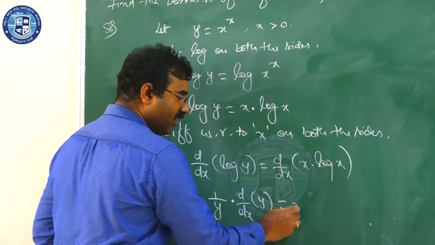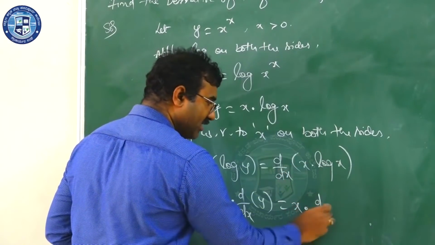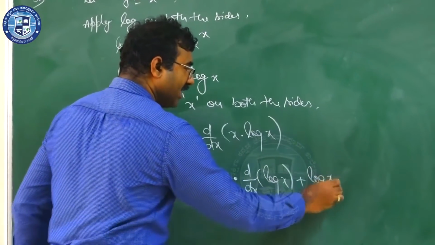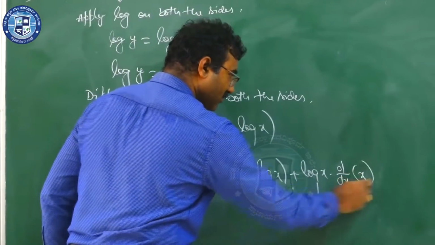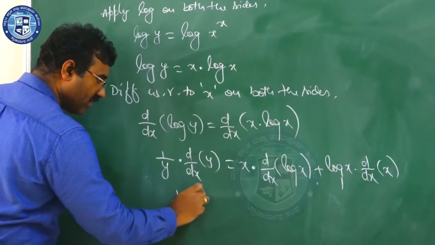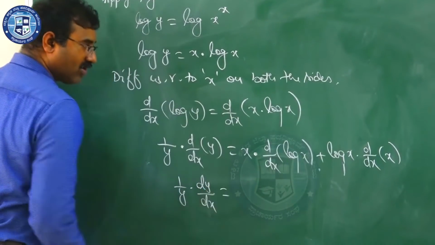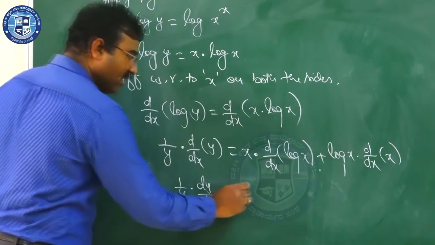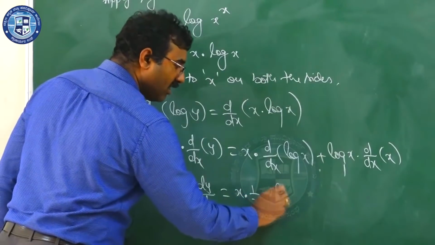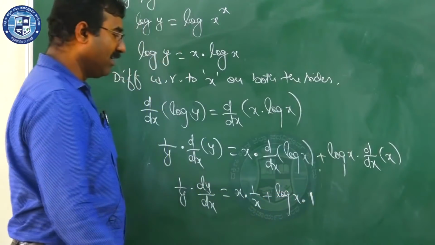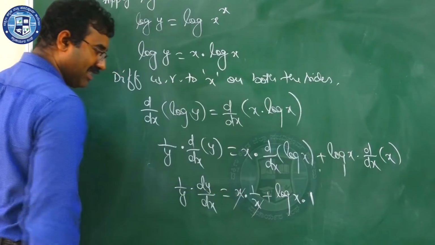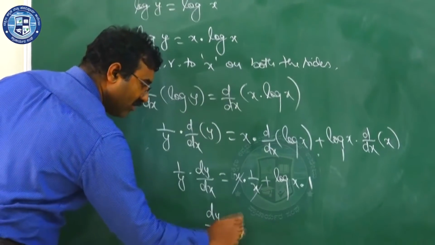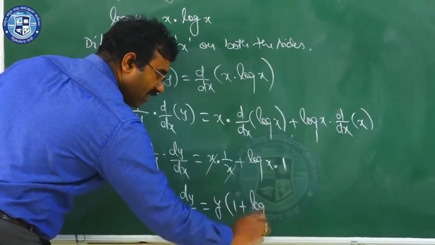Again, UV formula we apply here. U into differentiation of log x plus log x into the differentiation of x. So 1 by y into dy by dx is equal to x into d by dx of log x. There is no base, means we have to understand it is base e. So x into 1 by x plus log x into d by dx of x is 1. Here this x and x get cancelled. And take this y to the other side. You are getting dy by dx is equal to y into 1 plus log x.